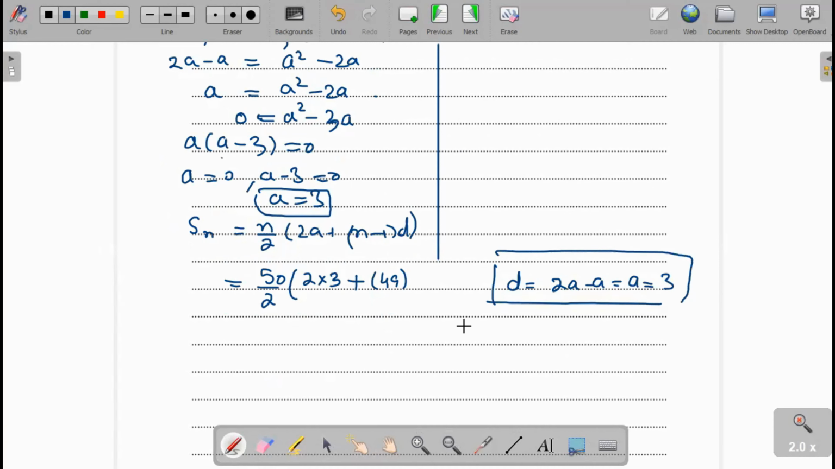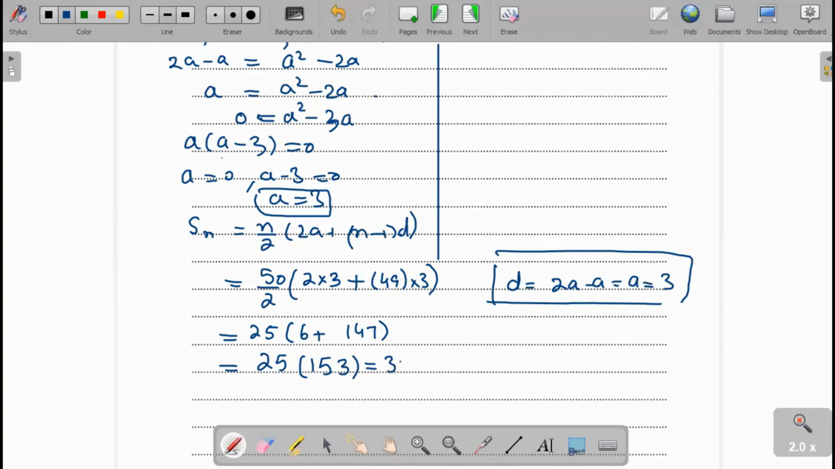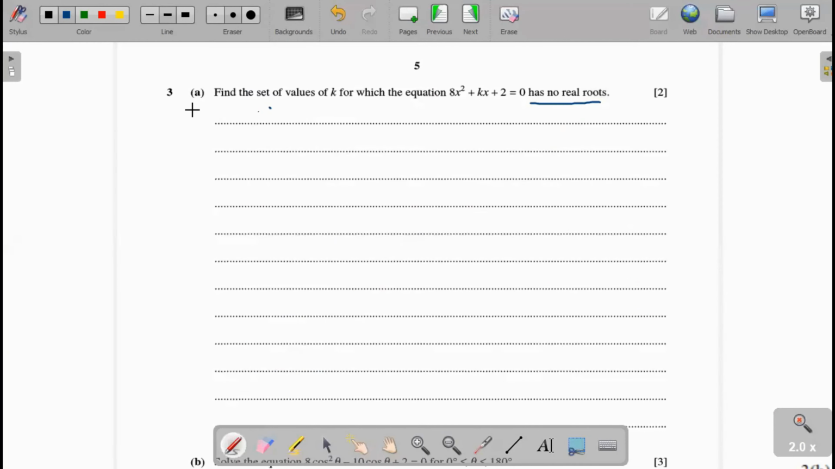Now to put the value here, d is 3. Now the answer will be equal to 25 into (6 plus 49 multiplied by 3 is 147). That value will be equal to 25 into (6 plus 147), 153. Now we calculate it. You can see here 25 multiplied by 153. The answer will be equal to 3,825. 3,825 is the answer.